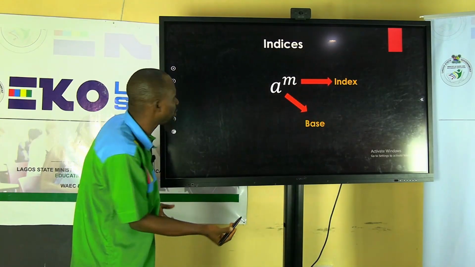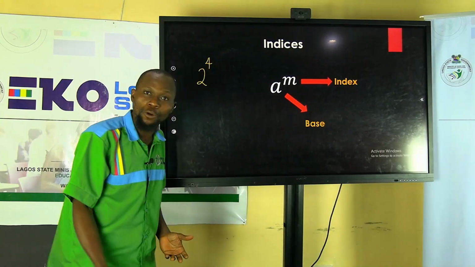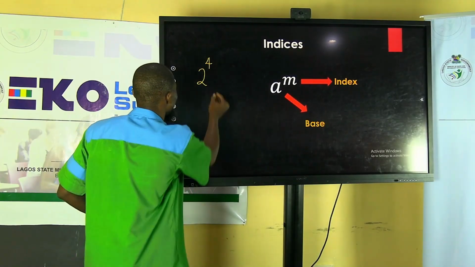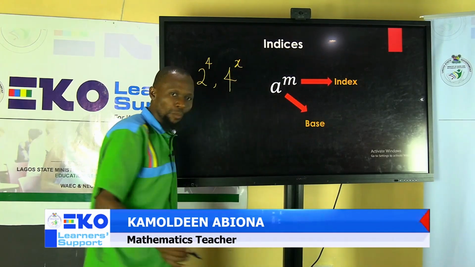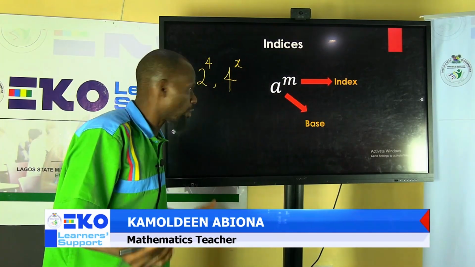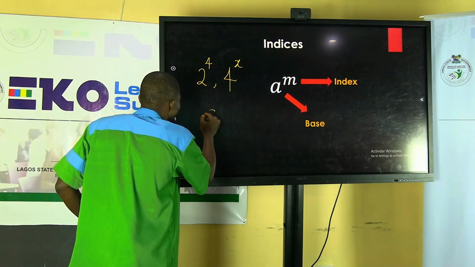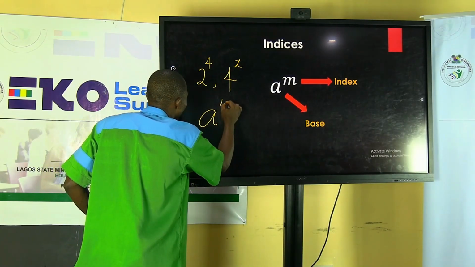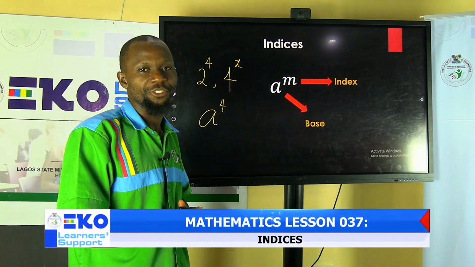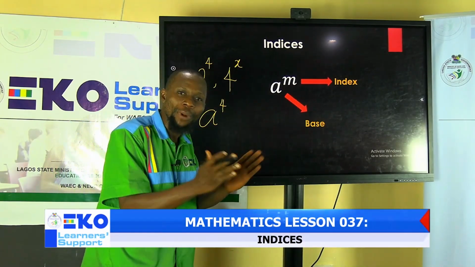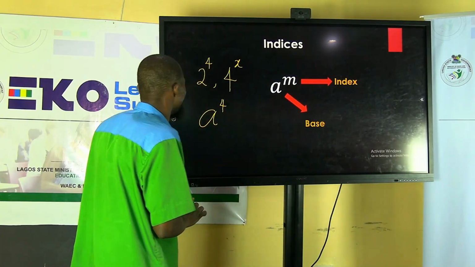An example is 2 raised to power 4. This is an example of a number in indices. I can have 4 raised to power x, my power x being unknown. I can also write a raised to power 4. Any number in this format is what we call indices. Sometimes we may need to combine many of them.